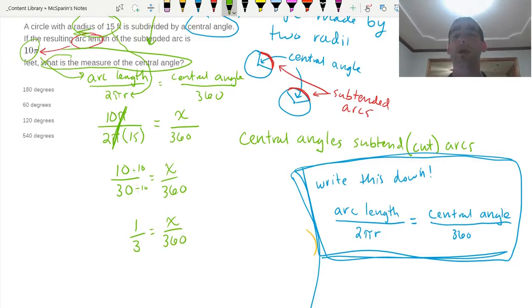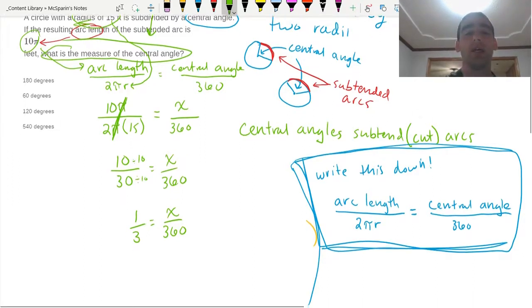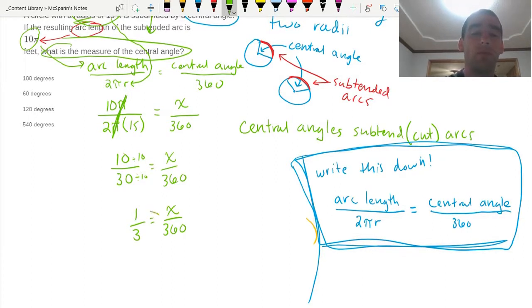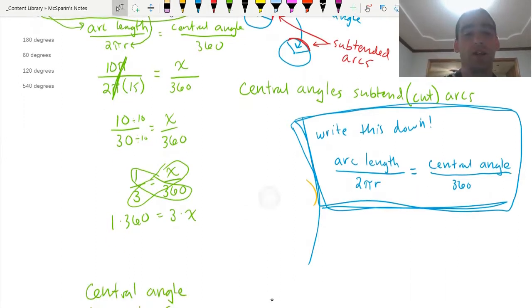Now, I know that a lot of you guys will just multiply both sides by 360. I'm going to show you the cross multiply method just so that you have it in your back pocket in case you need to solve for radius. So I'm going to go top times bottom. That's 1 times 360 equals bottom times top, 3 times x. That's a pretty easy simplification. That's just 360 equals 3x.